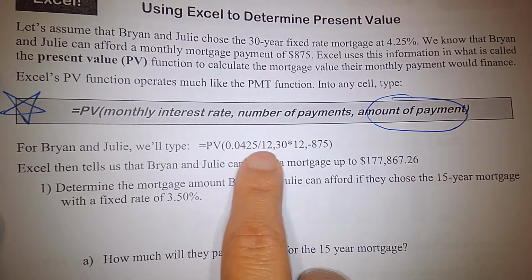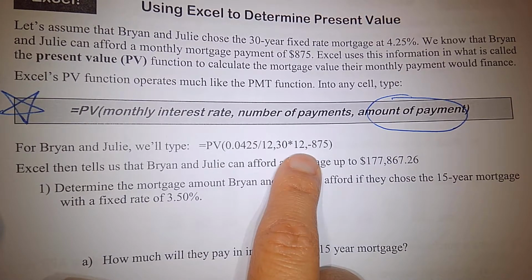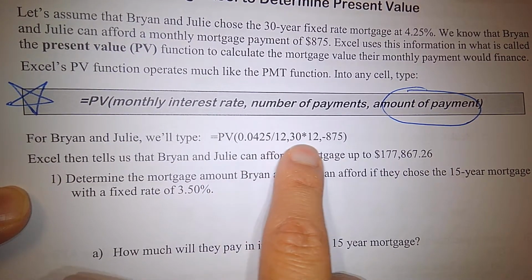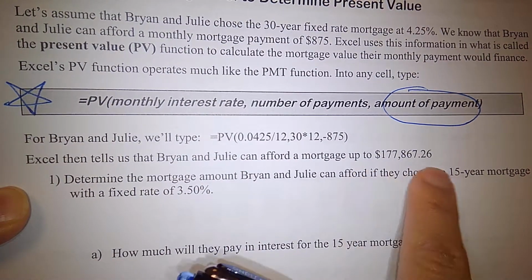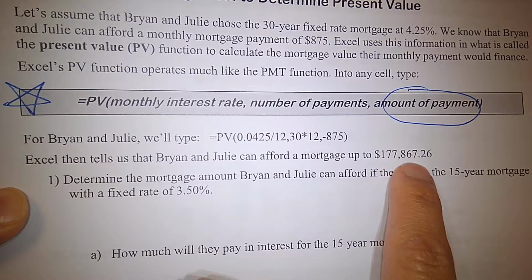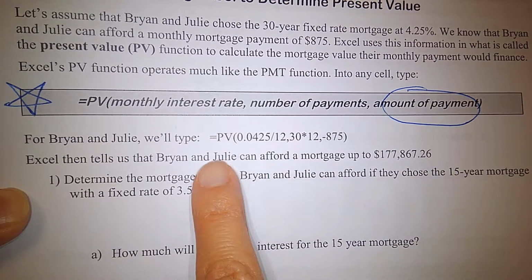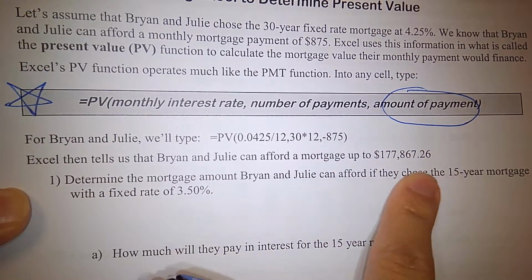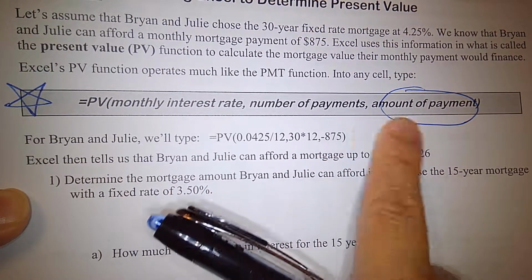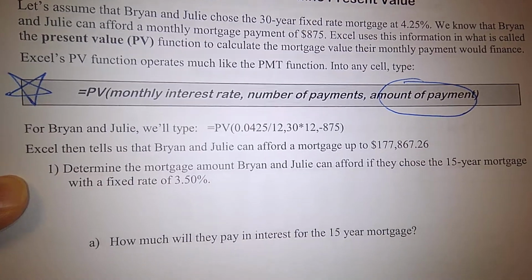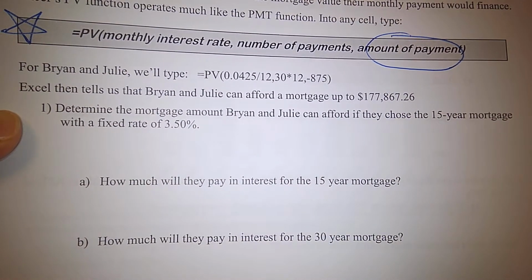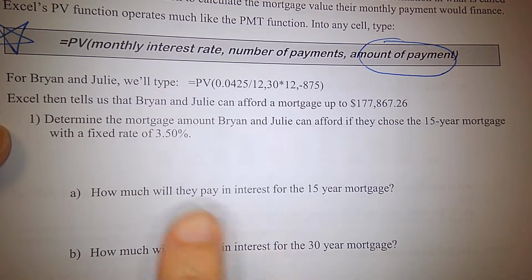I'm not going to type this in Excel. You can try, but once you type this in your Excel, you will get 177,867.26. So that means this couple could afford a mortgage up to this amount. All right, so let's try question 1.